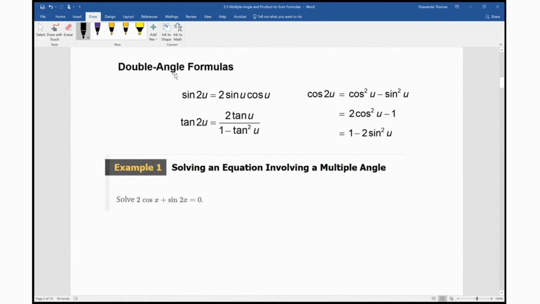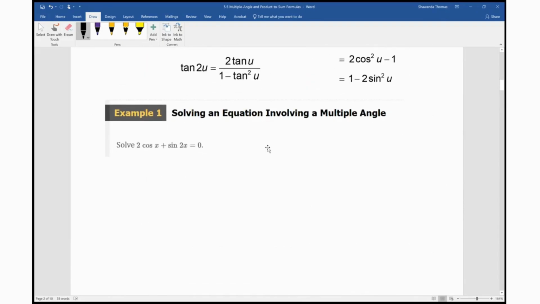So again, these are the double angle formulas written this way. Sine 2u equals 2 sine of u times cosine of u. Tan 2u equals 2 tan u over 1 minus tan squared u. Cosine 2u is equal to cosine squared u minus sine squared u, or 2 cosine squared u minus 1, or 1 minus 2 sine squared u.